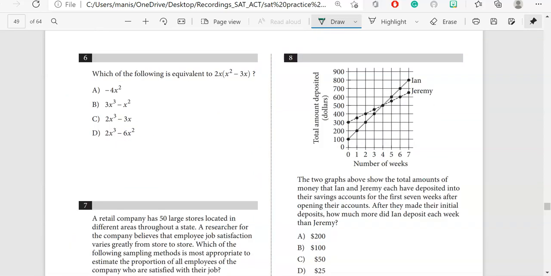Question number 6. Which of the following is equivalent to 2x times (x squared minus 3x)? This is an example of the distributive property of multiplication. So you will be distributing this 2x to both the terms which are inside. So your result will be 2x cubed minus 3x squared. So let's see, do you have any answer choice which looks like our answer? Okay, 2x cubed minus 3x squared.